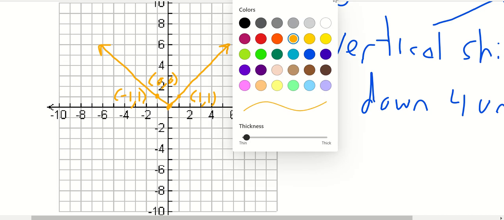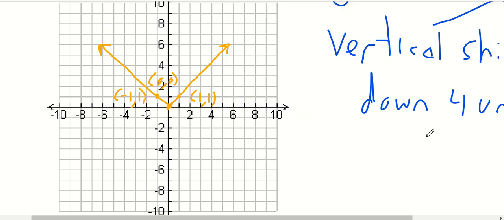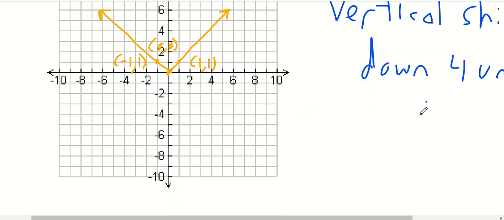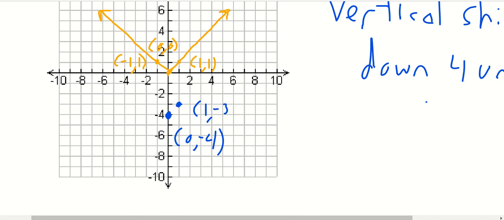So let me shift down first those key points we were keeping track of. The point that was at 0, 0, if we move that down 4 units, 1, 2, 3, 4, is going to have a new location of 0, negative 4. The point that was at 1, 1, we're going to move that down 4 units, 1, 2, 3, 4. That's now going to be located at 1, negative 3. And then over here to the left, the point that was at negative 1, 1 gets shifted down 4 units, and now it's going to be at negative 1, negative 3.